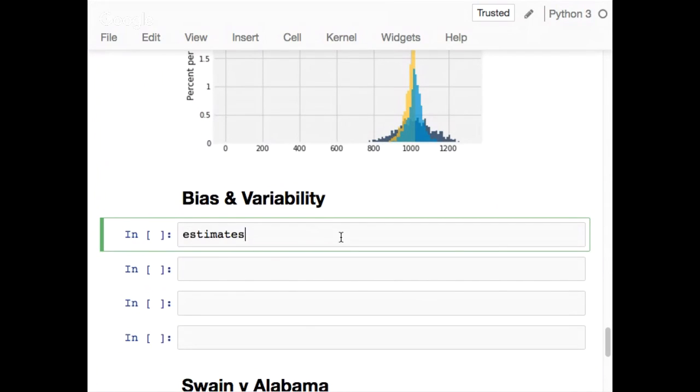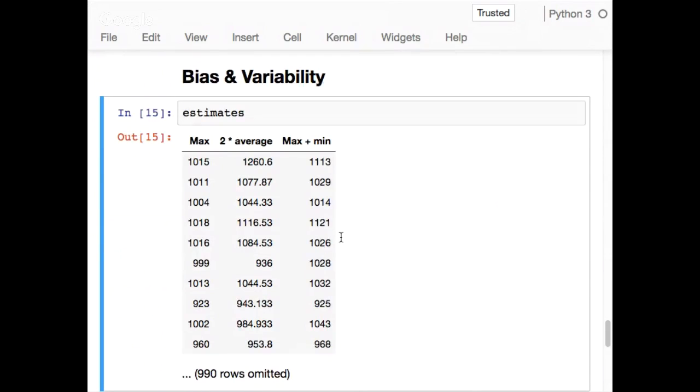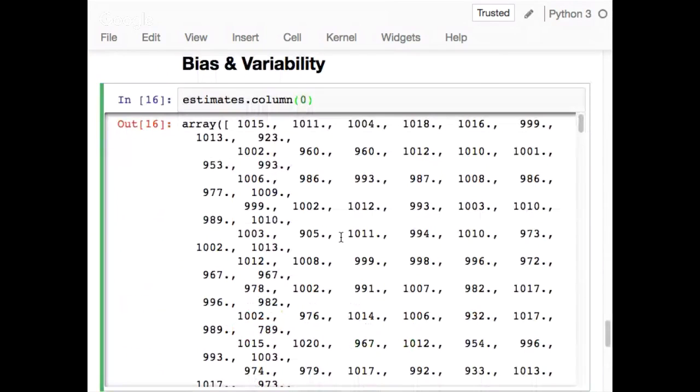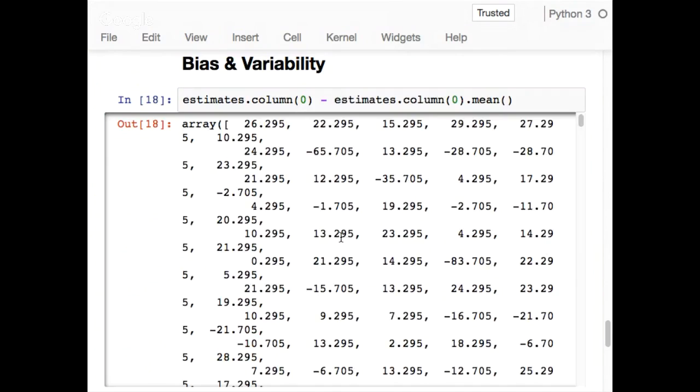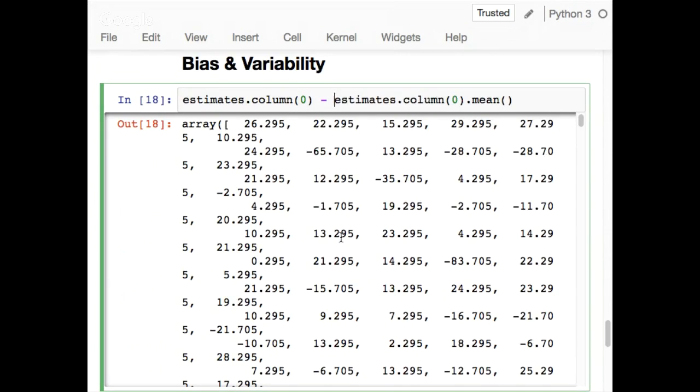So I can take the estimations. So I have my estimates. I can take estimates.column 0, take my maxes, and take the mean of these maxes. So here's my average max. I can just take estimates.column 0 minus that to figure out, OK, on average, these guys were this far away from my mean. Here's an array of differences from my mean, and I can do absolute value. It's not super important to know now. I'm just showing you in advance. So here's my absolute value, and then I can take the mean of that.